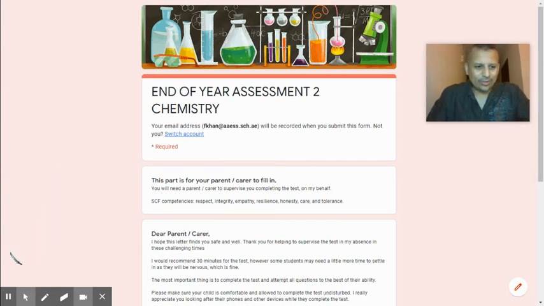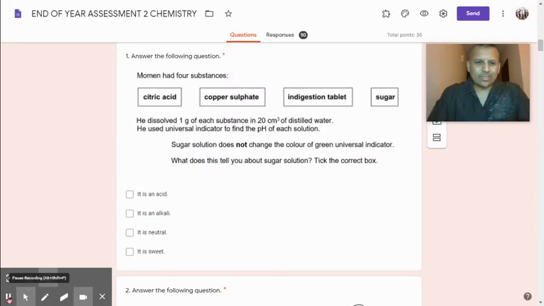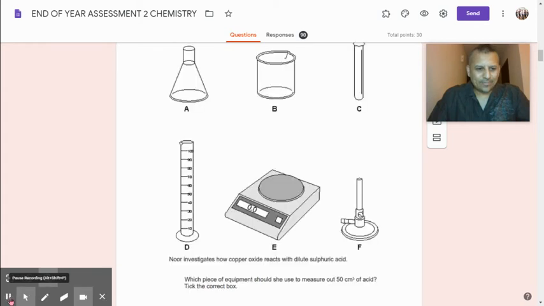So without further ado, we're just going to review the questions. There are roughly 10 multiple choice questions, and then around 20 marks worth of open response questions. The first question was, Momin had four substances. Sugar solution does not change the color of green universal indicator. So of course, it's a neutral solution.